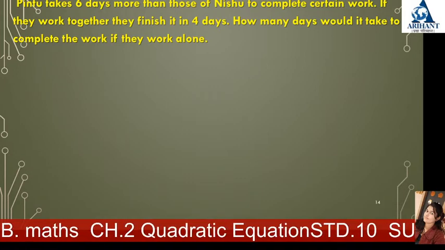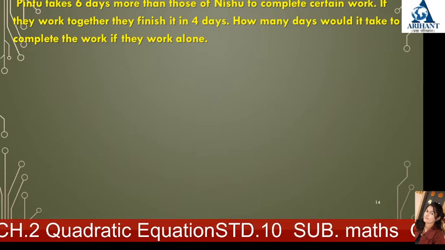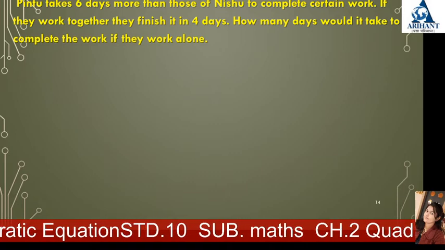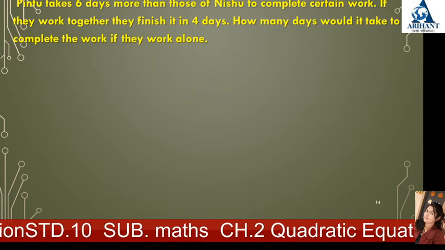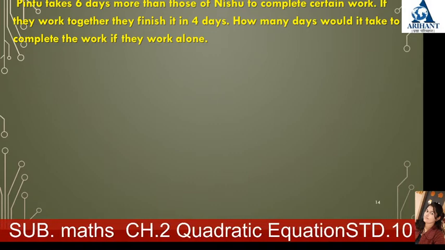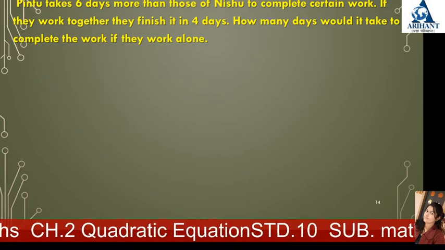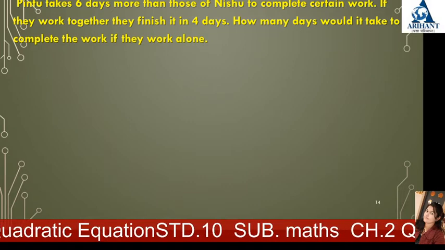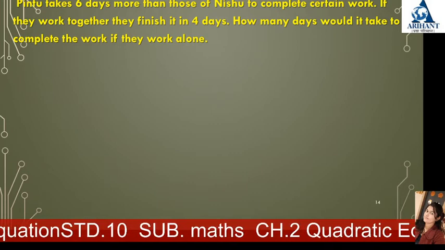So next example. I hope everyone understood the previous example. Then we can go further. So the next example is: Pintu takes 6 days more than Nishu to complete a certain work. If they work together, they finish it in 4 days. How many days will it take to complete the work if they work alone?